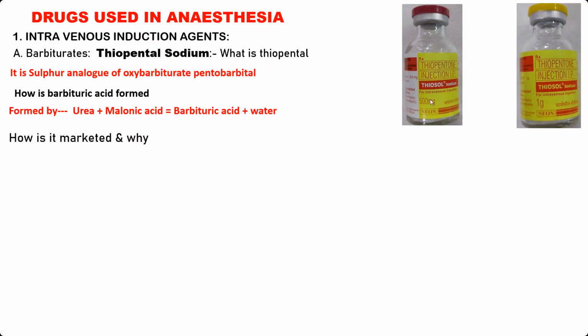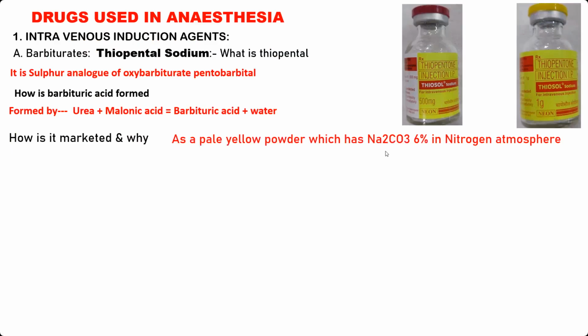What is the dose of this drug for induction of anesthesia? It is 3 to 5 milligram per kg. It is easier to give the correct dose by diluting it to 25 milligram per ml or 2.5%, rather than a 5% solution. These are the common questions they may ask you. So for a 500 milligram vial, better to dilute it with 20 ml of distilled water. For a 1 gram vial, dilute it with 40 ml of distilled water so that you will get 25 milligram per ml, which is a 2.5% solution, which is safer because you can give 3 to 5 milligram per kg body weight. So it is a yellow powder which has sodium carbonate, disodium carbonate, in a nitrogen atmosphere.